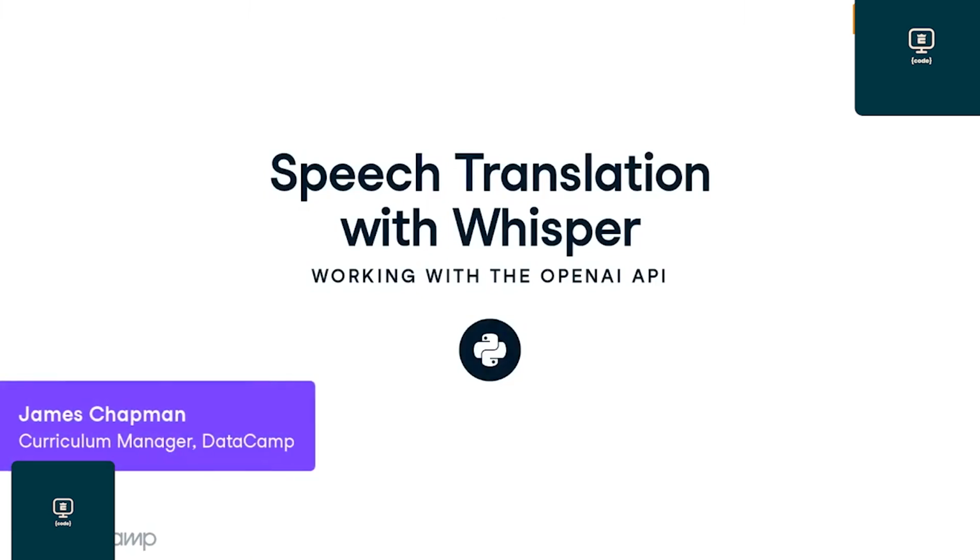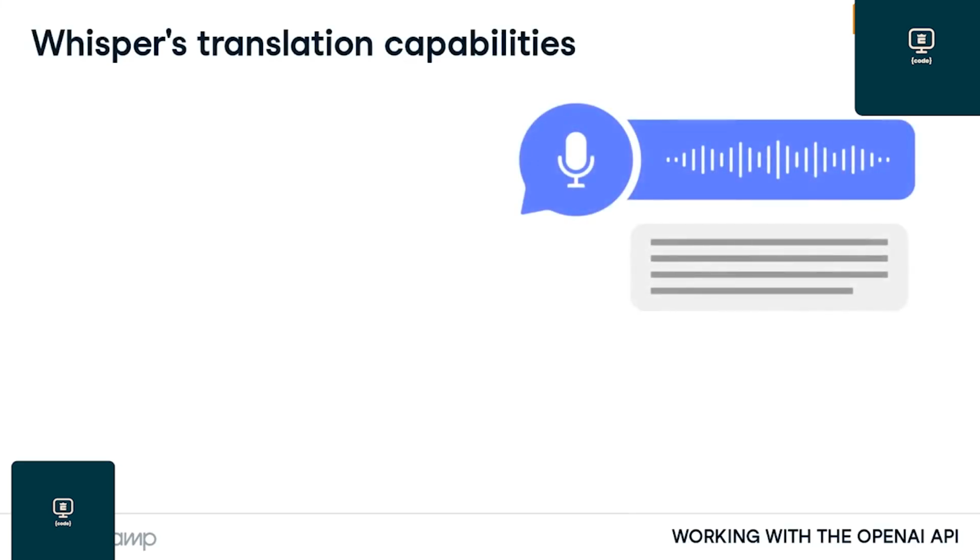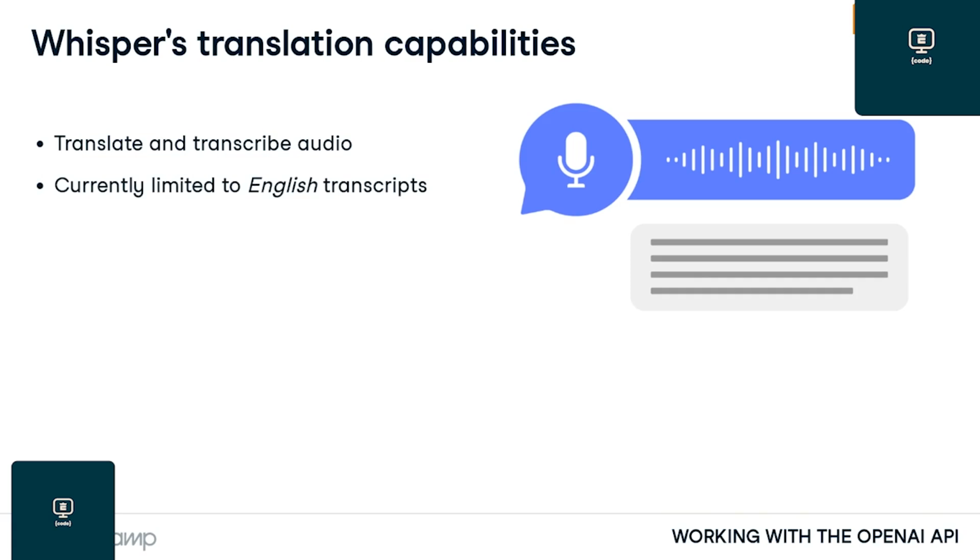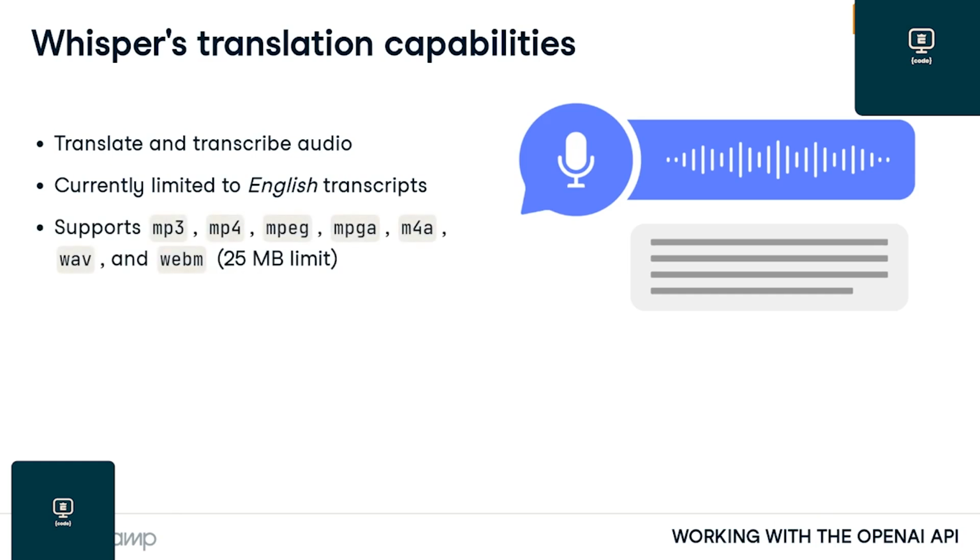In this video, we'll discuss Whisper's translation capabilities. Let's dive right in. The Whisper model not only has the ability to transcribe audio into the language it's in, but also translate and transcribe audio in one go. This is currently limited to an English transcript, so we can translate and transcribe German into English, but not German into French. Like with its transcription functionality, Whisper can translate audio from most common audio file types up to a particular size limit.